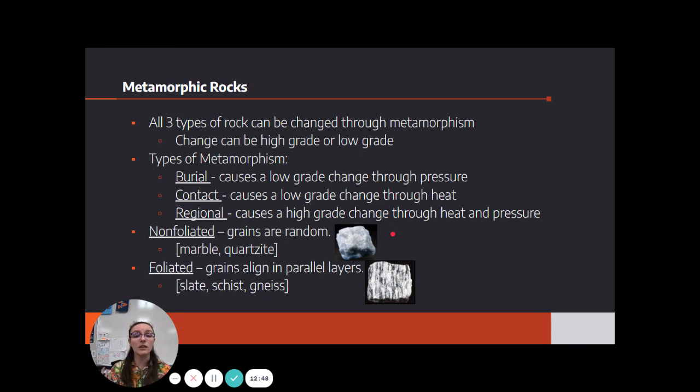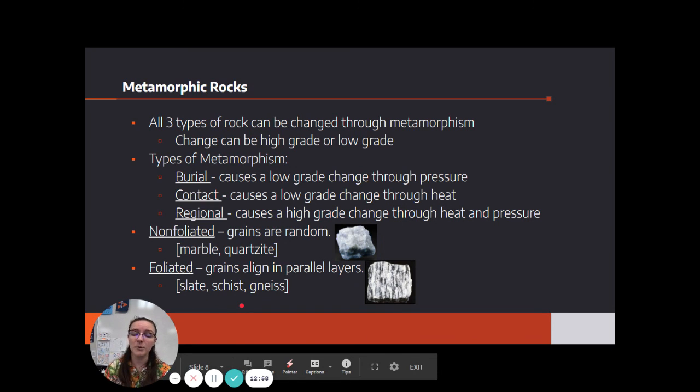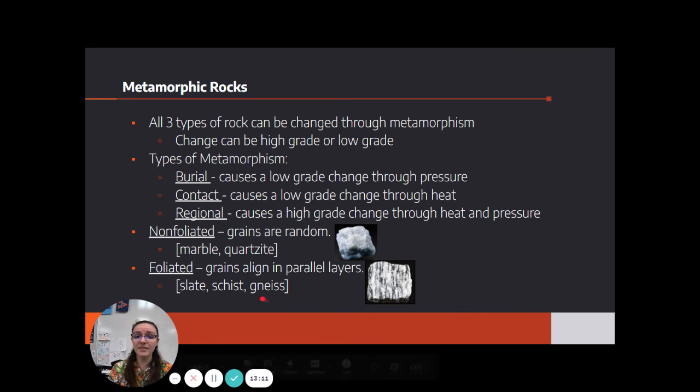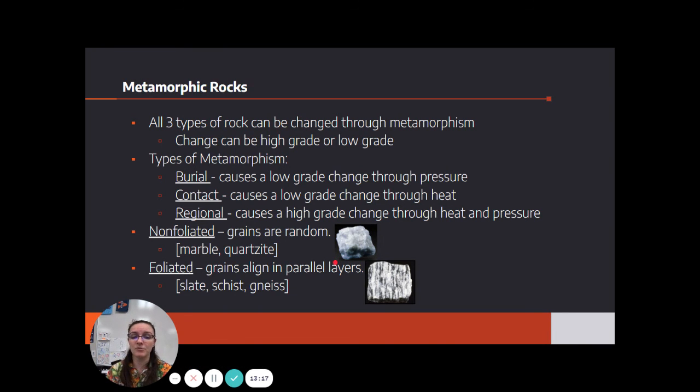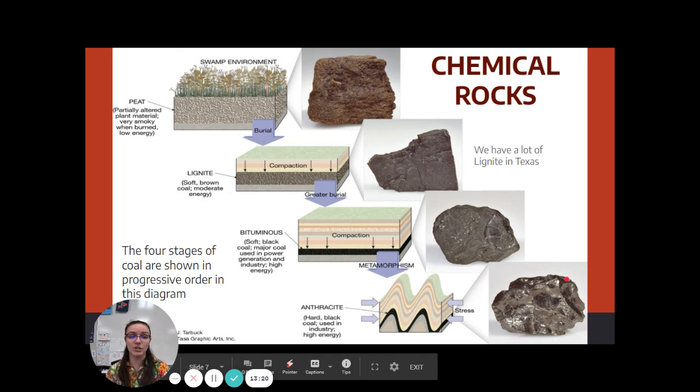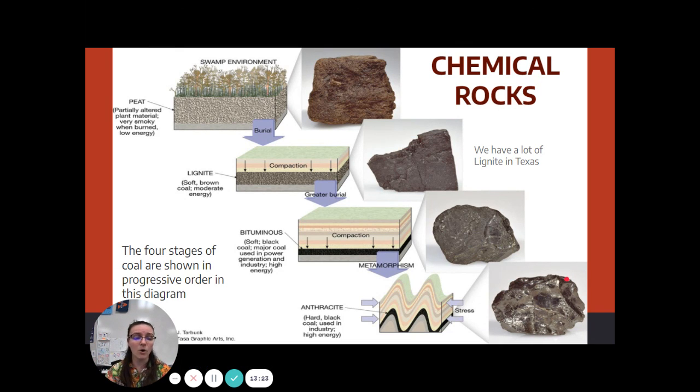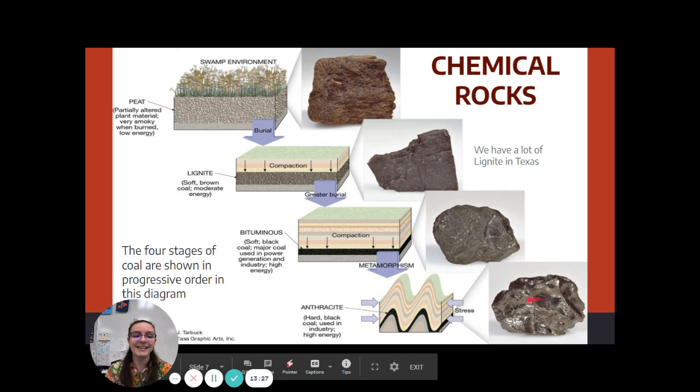So slate is a low-grade foliated metamorphic rock that comes from shale. Schist is a high-grade foliated metamorphic rock that comes from slate. Gneiss is a high-grade foliated rock that comes from granite. Marble is a medium grade, somewhere in the middle, non-foliated rock that comes from limestone. And anthracite, which is the cleanest kind of coal, the most effective kind of coal, is a high-grade metamorphic rock, non-foliated, that comes from bituminous.